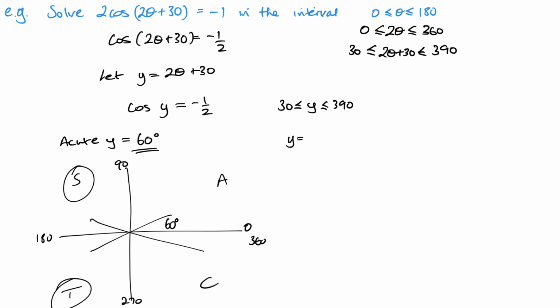So let's look at my y value. So we got 180 minus 60, which is my first one in this section. Then in this section we've got 180 plus 60. Don't forget that each of these acute angles are 60 degrees.